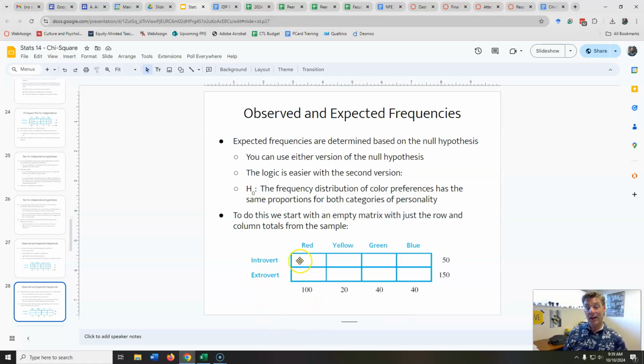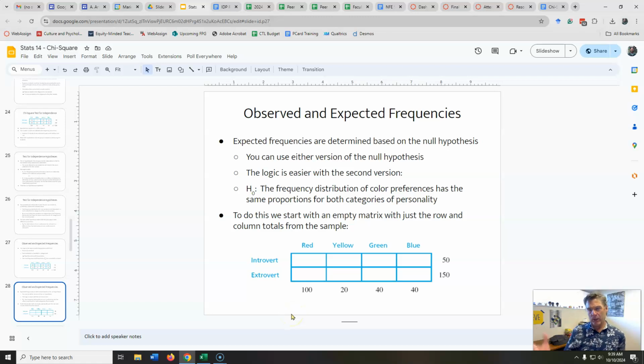Then if we multiply 1/4 times 100, we get 25, and that's what we'd put in the introvert box. And then 75, because that's 3/4 times 100, or 0.75 times 100, is 75. Of the 100 people who like red, we would expect 25 of them to be introverts and 75 to be extroverts. Why? If personality and color preference are independent, it'll be split up exactly as the numbers are split up.